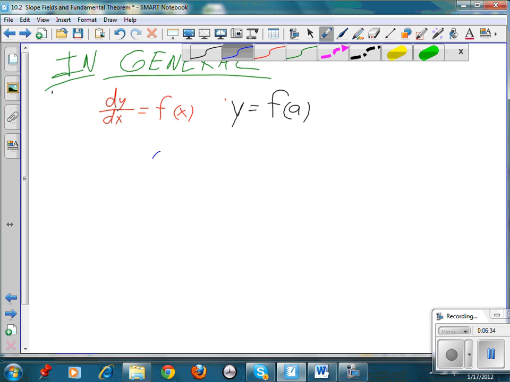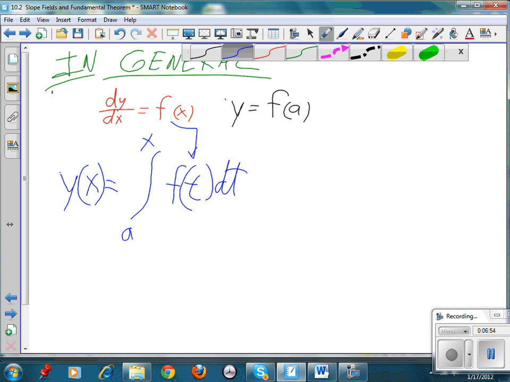What's my solution in general? Well, I should write it. I put this function down here, t, I start it at a, and I can put an x up here. I say y is a function of x. Notice this x goes here. So this guarantees that the derivative of y with respect to x is going to equal f of x. And now I add f of a.